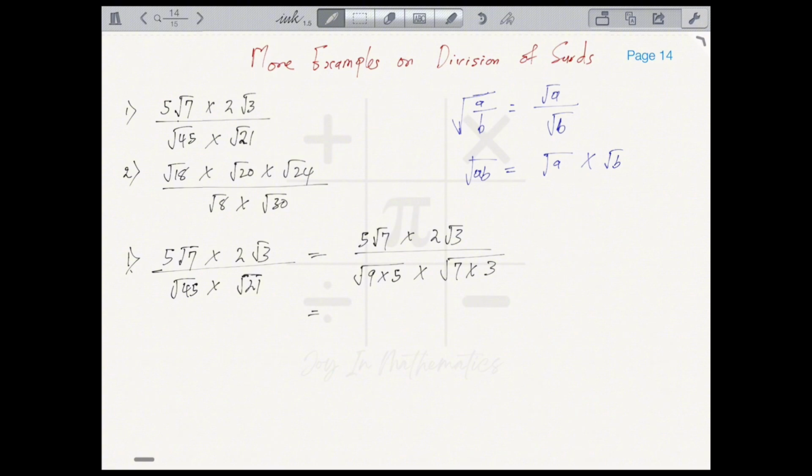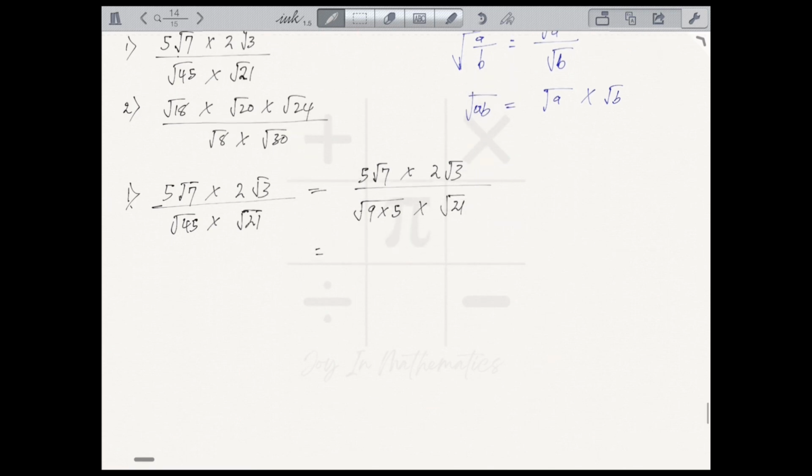Okay, and we can choose to leave it at that. I will show you why. So to do this further now, let's leave it at that, root 21, and we'll perform another operation to show you how to split it again. So let's perform the numerator multiplication. So this will be 5 times 2 multiplied by root 7 multiplied by root 3, and the denominator will be root 9 multiplied by root 5 multiplied by root 21.